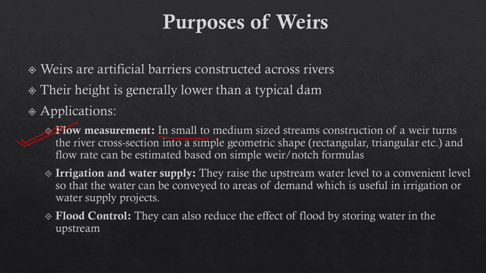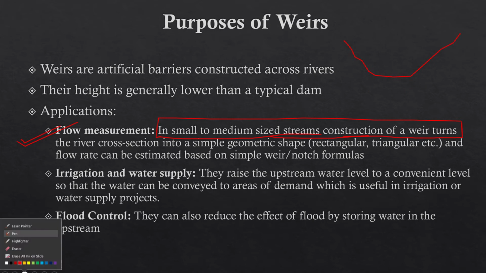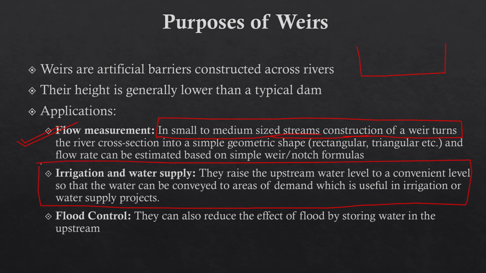One additional application of a weir is that in small to medium sized streams, a weir generally acts as a means of transforming the river cross section into a regular shape section. Generally, the river cross section will be somewhat like this, but if we construct the weir, then instead of this, we can turn it into some regular shape, either rectangular or triangular, so that discharge measurement becomes easier. Because we have studied the weir formulas or the notch formulas. In irrigation and water supply, we have already seen how this plays out. And flood control, although it is not very effective like a dam, still it can give us some relief.